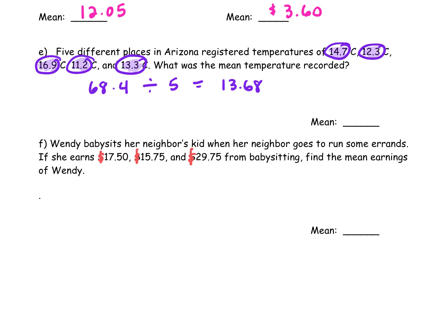Again, you're going to notice that the data items all end in the 10th column, and our mean ends in the 100th column. Since the rest of the problem did not ask us to round to the nearest 10th or round to the nearest whole temperature, we're going to keep the mean as given.